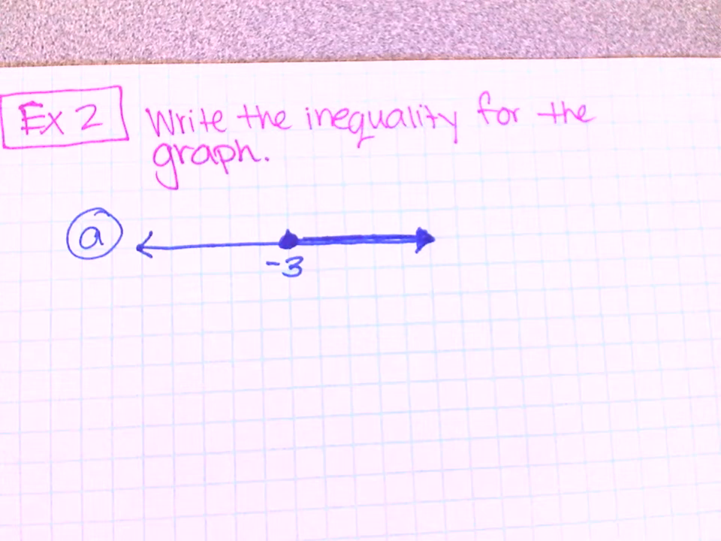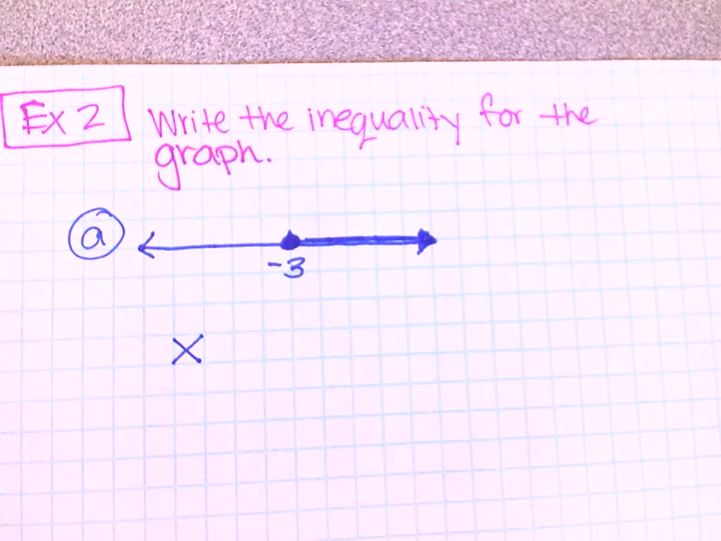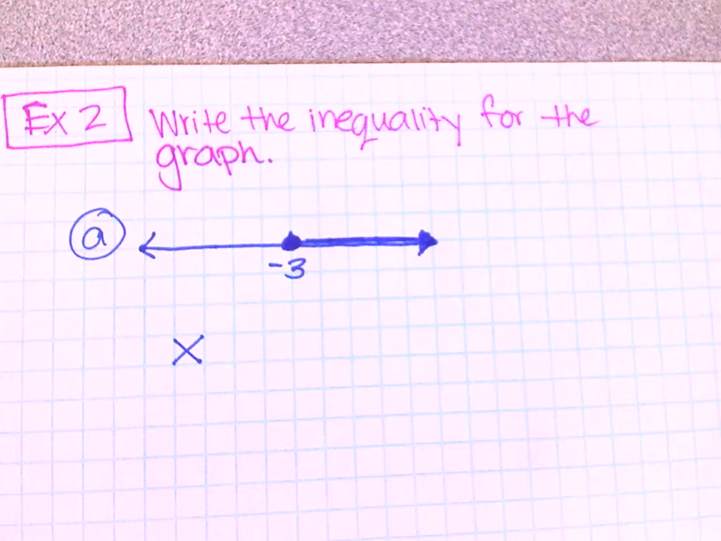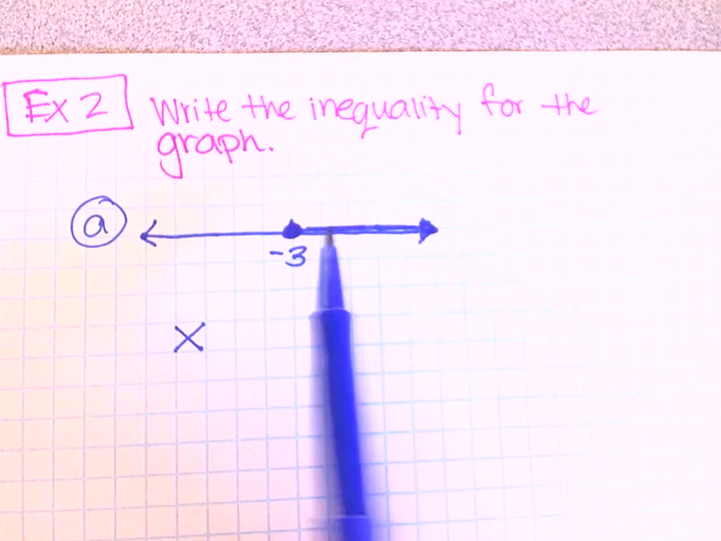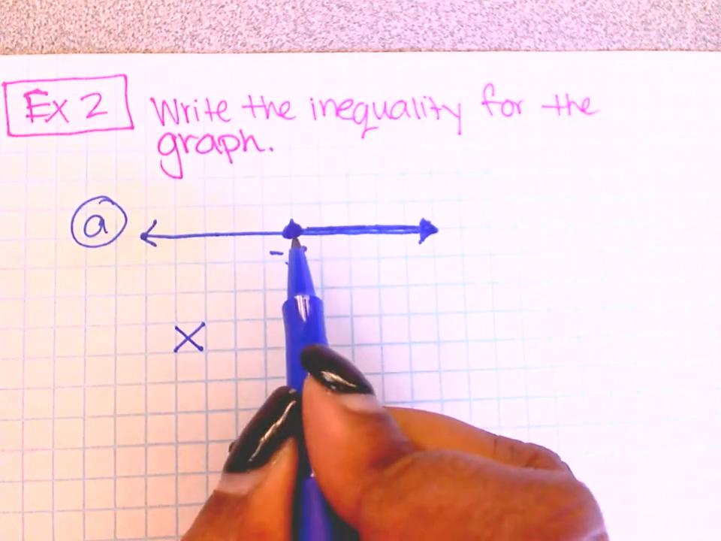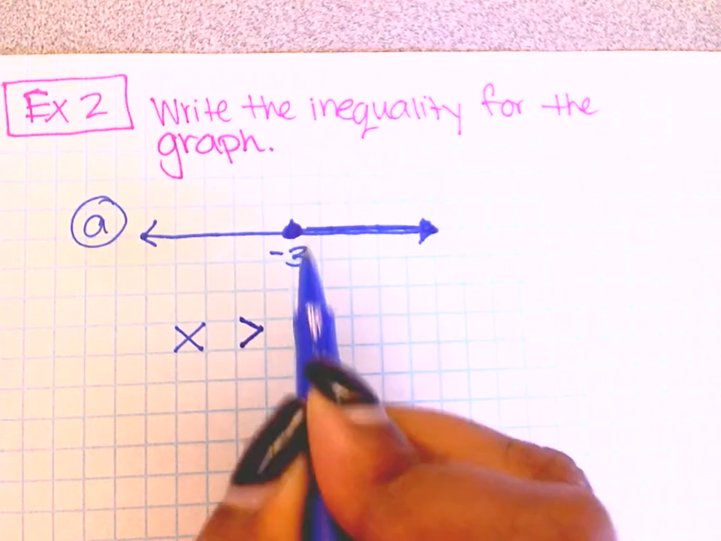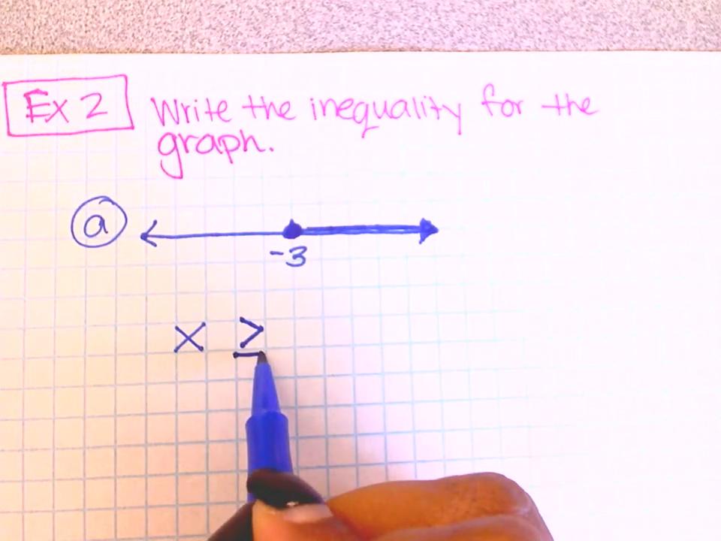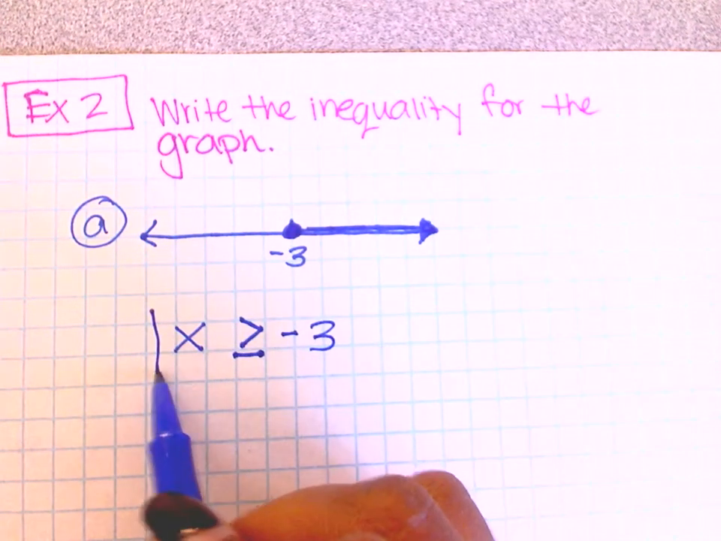So the first step is we need a variable. So we're going to say x. All right? So let's identify x. That's step 1. Now we need to examine if it's a closed circle that's filled in or if it's an open circle. It's a closed circle, so I know it's going to be something or equal to. Now the arrow is shaded to the right. Now the direction that the arrow faces, it says that it's greater than, all the numbers greater than -3. So it's greater than, it's a closed circle, so it's or equal to, and the number that is identified is -3. That's it.